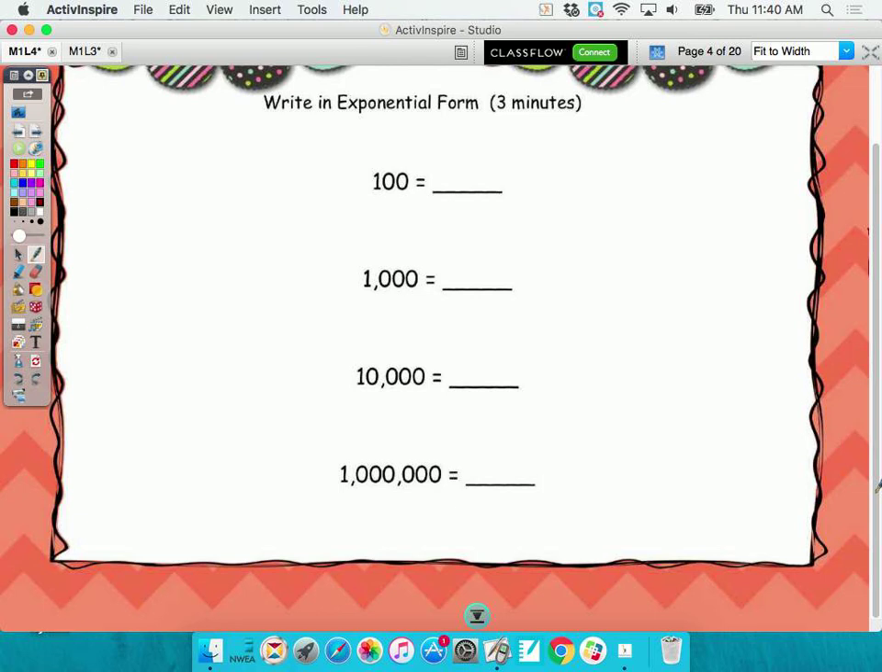Okay, so it says to write in exponential form. Who remembers what exponential form is? Cooper? Where it's 10 times 10. You're close. We're using the exponents. Oh, then 10 to the second power.